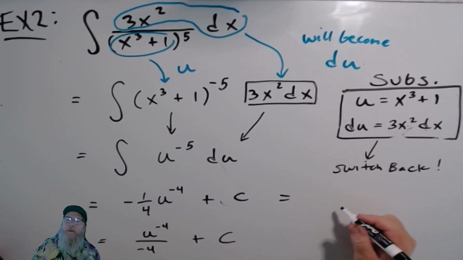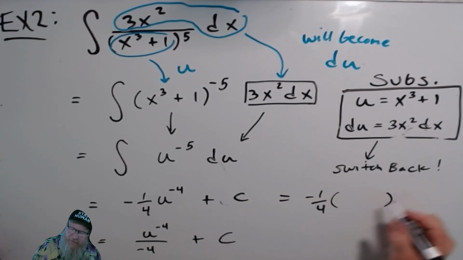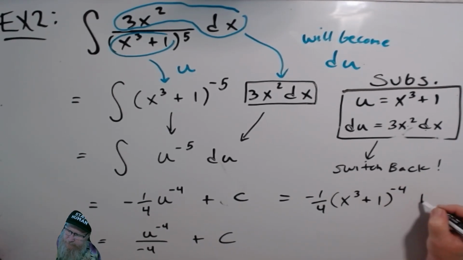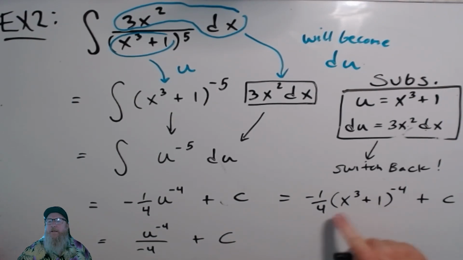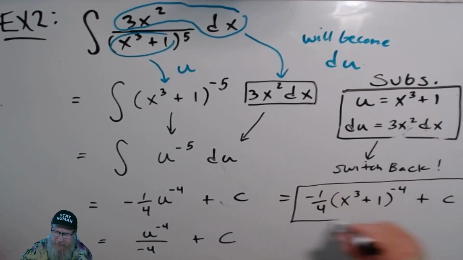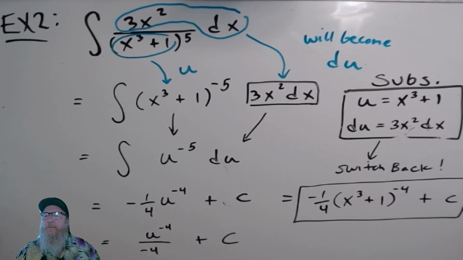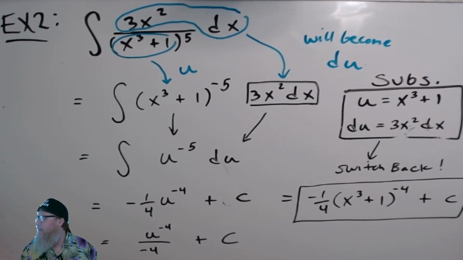So always switch back. So -1/4, I usually put parentheses when I switch back. In fact, you need to put parentheses, otherwise this power won't know who it's attached to. So the parentheses are grouping symbols that tell you the final result. And there you go. Classic examples of integration by substitution.